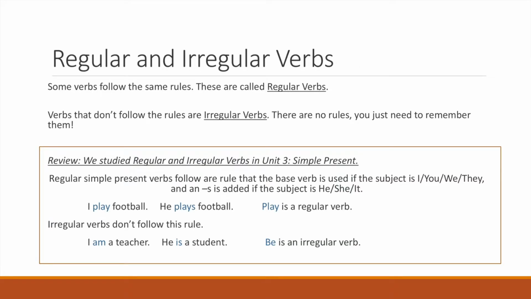So we have some regular verbs. Again, these are the verbs that follow the standard grammar rules. However, we also have some irregular verbs. These verbs don't follow the regular rules of grammar. Again, there are no rules here for irregular verbs, and therefore you simply must remember them. That's the only way to learn them. If you need to, take a moment and review the regular and irregular verbs that we studied in Unit 3 for the simple present.